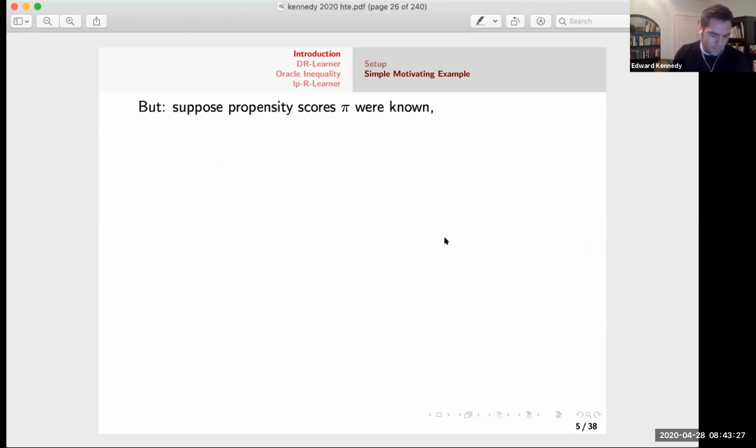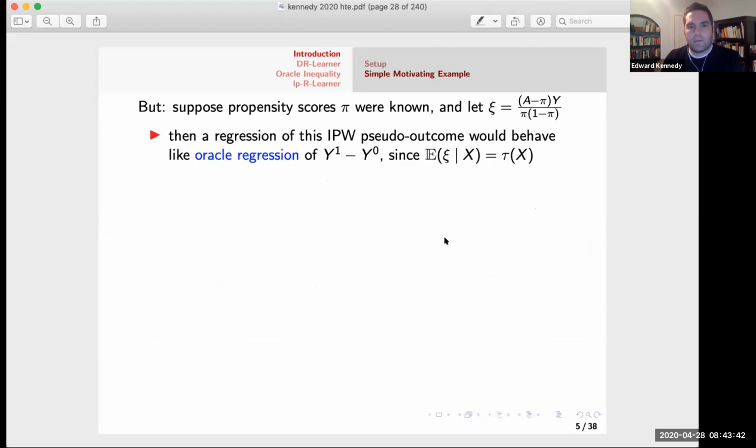So what should we do about this? Here's a simple fix. Let's imagine for a second that the propensity scores pi are known. Then we could construct this inverse probability weighted outcome, and then just do a regression of this outcome on X. And this thing would behave just like an oracle regression up to constants, as if you actually did a regression using the actual difference in potential outcomes, y1 minus y0. And this follows trivially because the conditional expectation of this inverse probability weighted outcome is exactly the conditional effect.